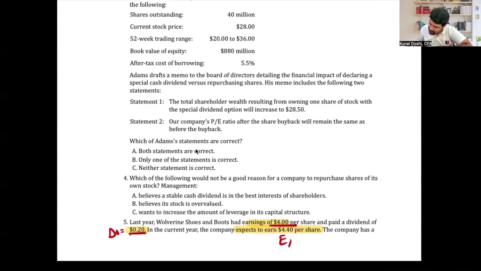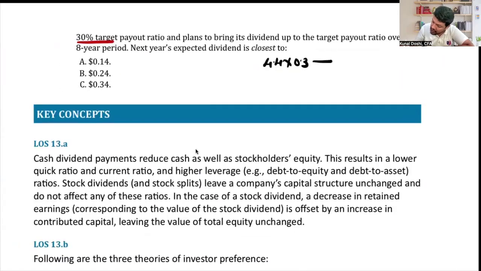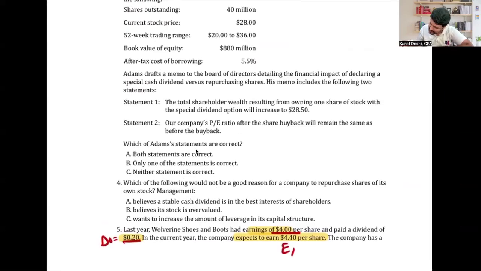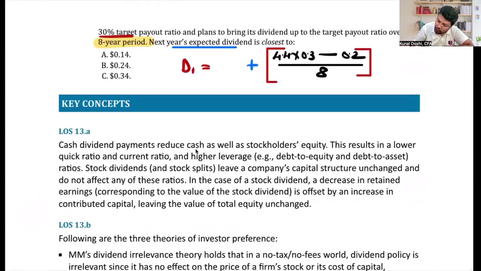However, the company just paid how much? 0.2. They want to bridge this gap in how many years, guys? They want to bridge this gap in an 8-year period. So I'll divide by 8. That should be the increase in the dividend, isn't it? They are asking me what is going to be the next year's expected dividend. So guys, in order to find D1, I need to add D0 also. And what is my D0? My recently paid dividend is 0.2. So when I add something to 0.2, that's the increase.